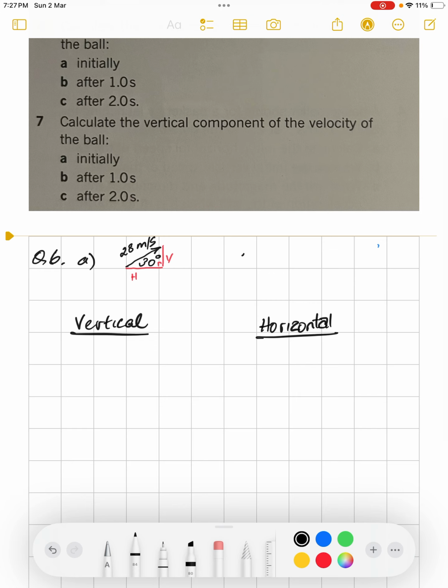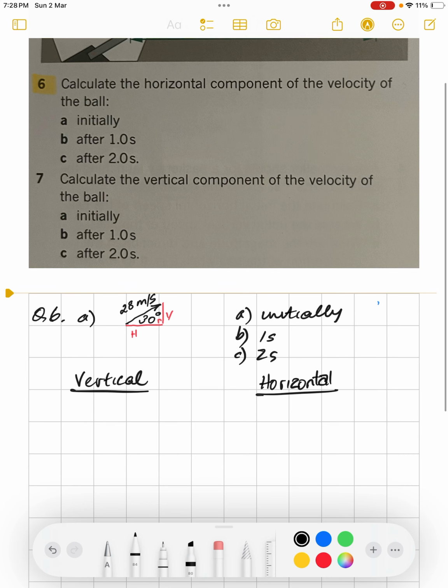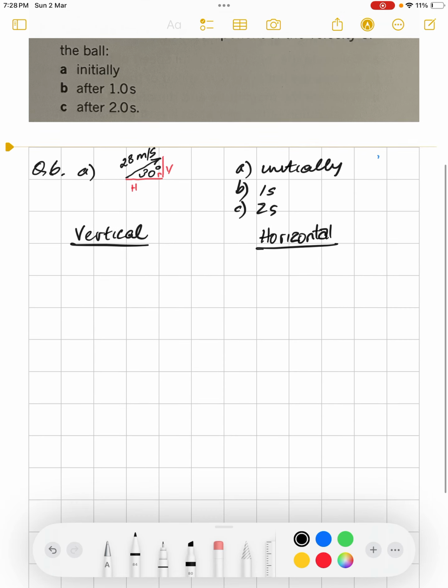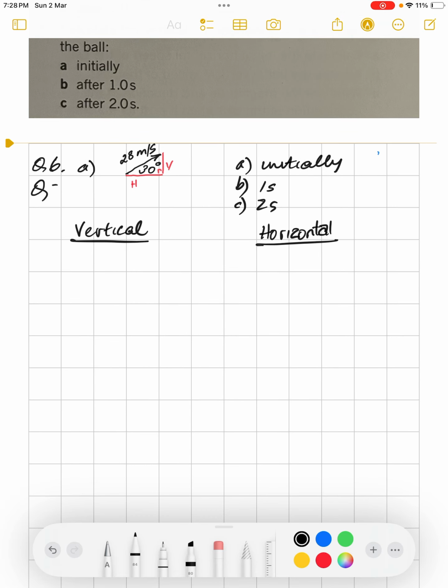And first we want it initially, then at 1 second, and then at 2 seconds. We want the horizontal component of the velocity and then the vertical component. Well, let's do 6A and 7A. So let's look at the horizontal component, and the horizontal component is the adjacent side. So we've got U, V, A, S, T. We don't need all of those. We only want the initial velocity. However, I like setting it up like this anyway.